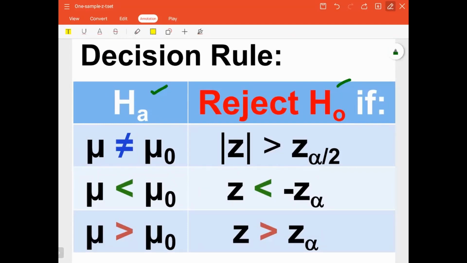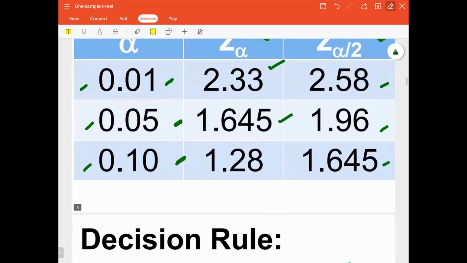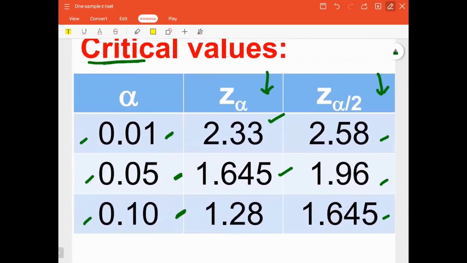If our HA, when translated to mathematical symbols, has the not equal sign, of course, we'll be making use of the two-tailed test. Ito yung decision rule. Ibig sabihin, we reject the null hypothesis if the computed value of the z-test statistic, the absolute value there, meaning regardless of the sign, is greater than that critical value na z of alpha over 2. Ito yung makukuha sa table kanina, di ba? If you can remember, ito yung mga critical values. Ito yun kapag two-tailed, ito naman kapag one-tailed. Right?